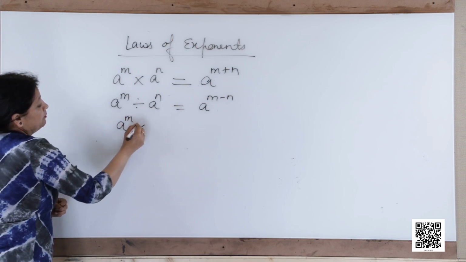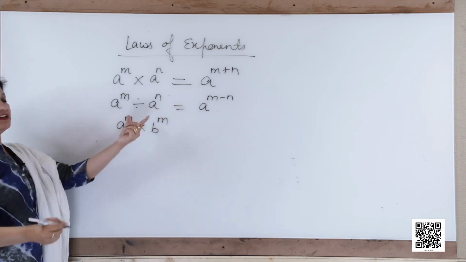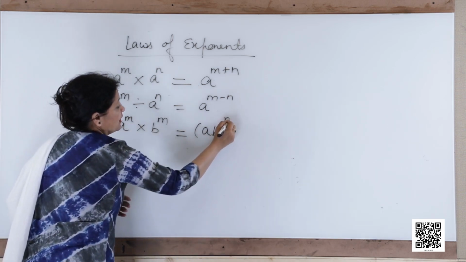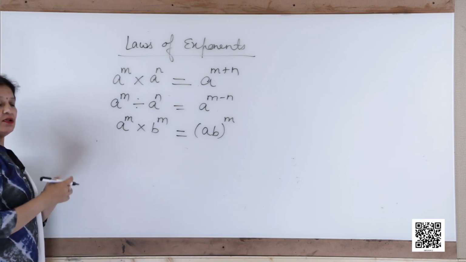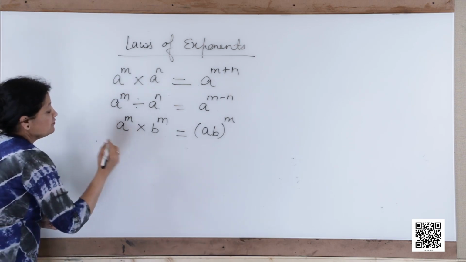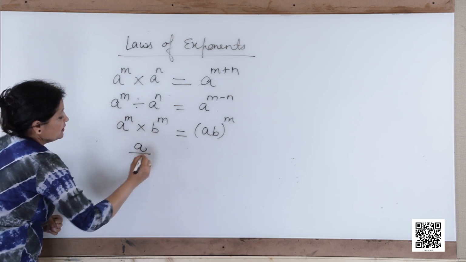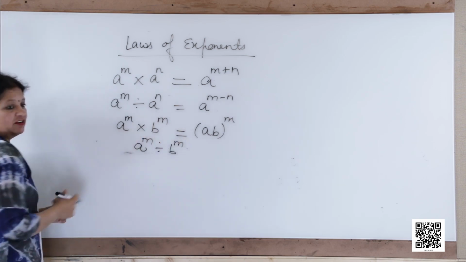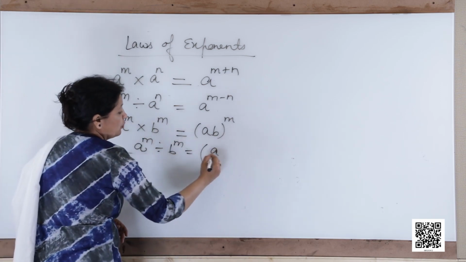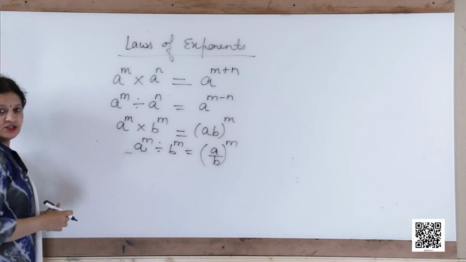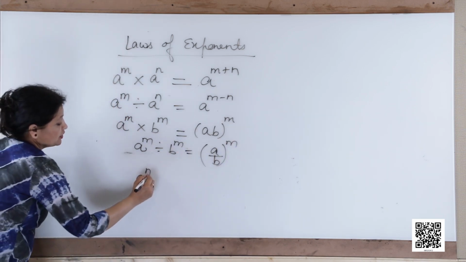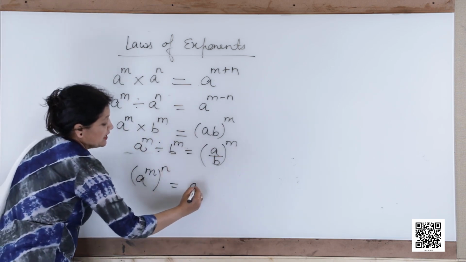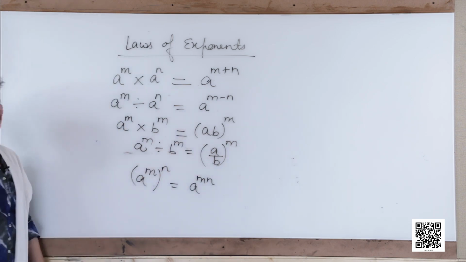If bases are different but the power is same, then what to do is we'll multiply the bases and the power will be outside. a into b power m. What if in between of multiply we have divide, a raised to the power m divided by b raised to the power m? So again same thing, a over b and power will be outside. And what if two powers are together? a raised to the power m, outside we have n. So what was it? a raised to the power m multiplied by n.